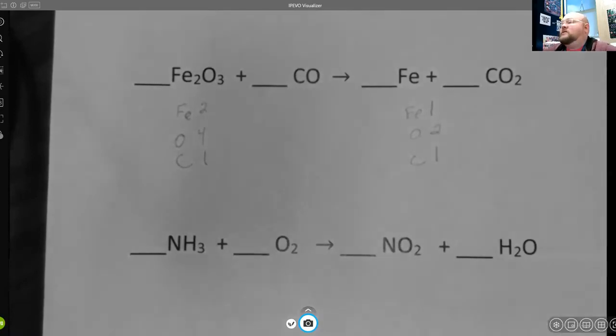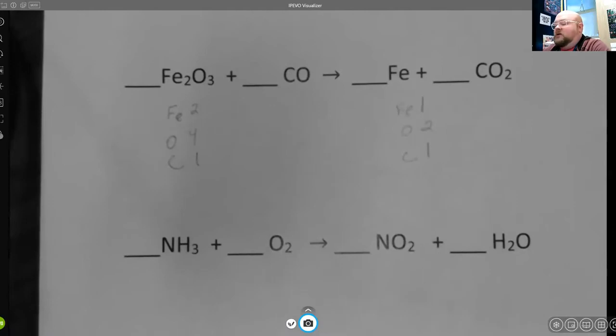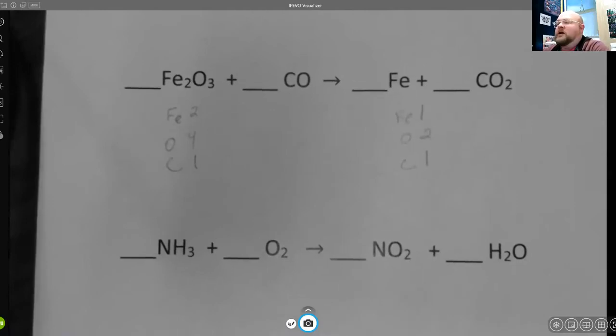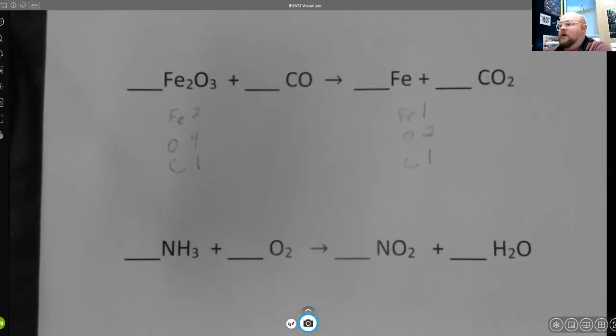Okay, so as we can see clearly, these are not balanced. There are different amounts on both sides. So I'm just going to pick one to begin with. We have 2 irons on the left and 1 on the right. So what we have to do is pick a number that we can multiply our elements by to make it have the same amount on both sides of the arrow.